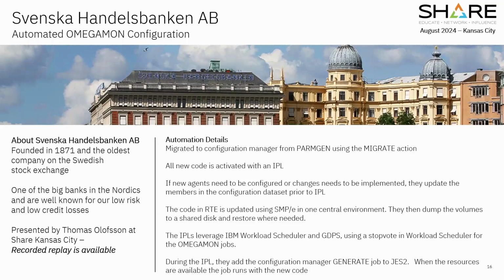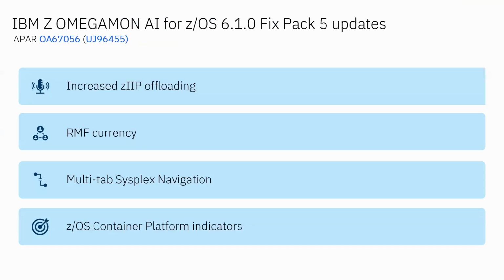Okay. Next slide, please, Dan. So we're going to go into the individual agents, and I'll be mindful of the clock because we have 45 minutes. Okay, so we'll go for the OMEGAMON AI for z/OS 6.1 agent, Fixpack 5 updates.